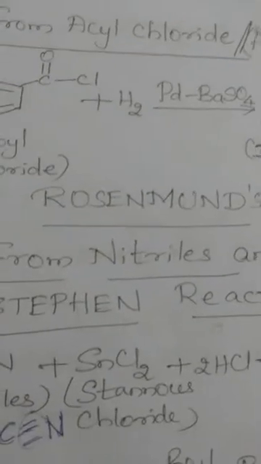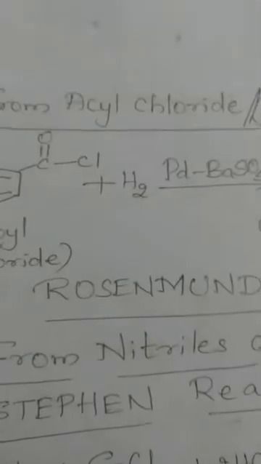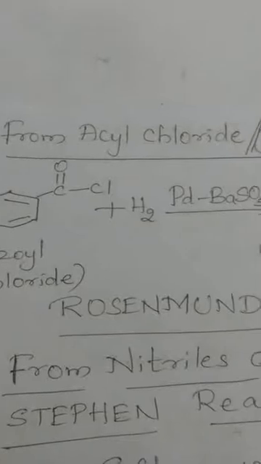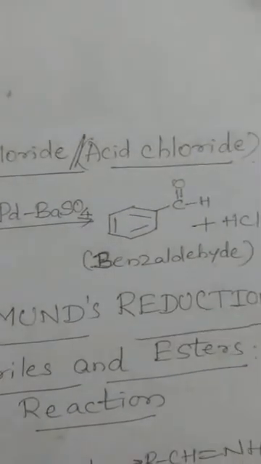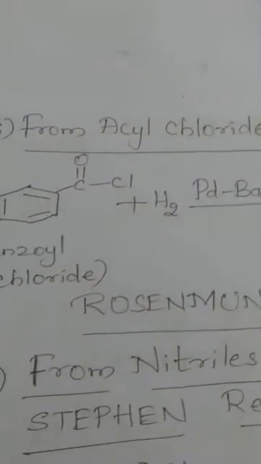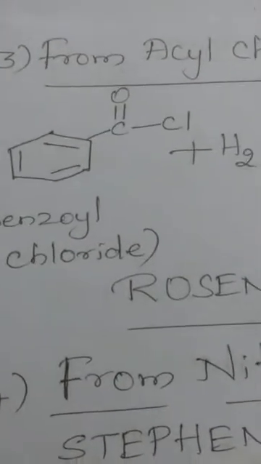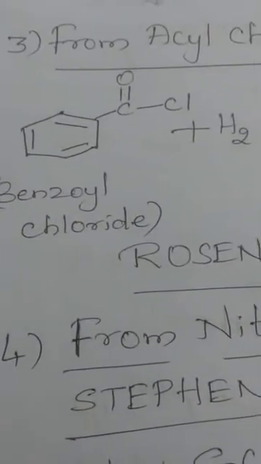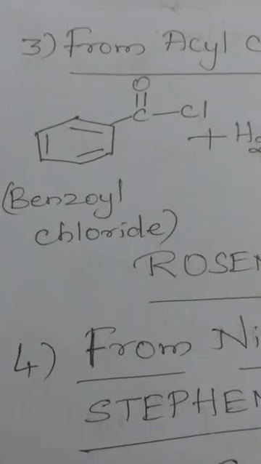Both aliphatic as well as aromatic aldehydes can be prepared by Rosenmund's reduction by taking an acyl chloride or acid chloride as the starting material. Now just look at the reaction there. The example taken is that of benzoyl chloride, C6H5COCl. The C6H5CO group is called the benzoyl group.